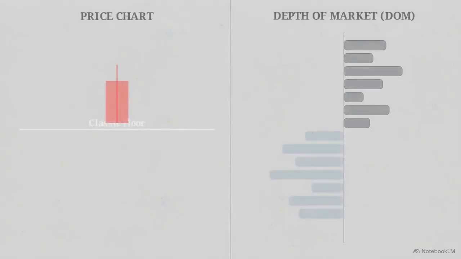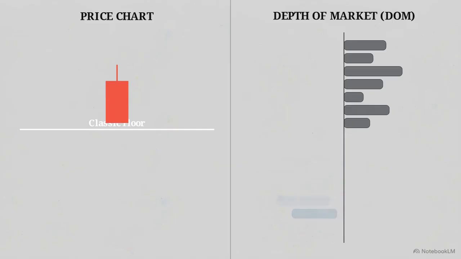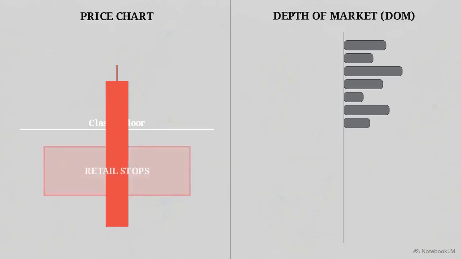In the order book, market makers pull their passive buy limit orders. They remove the bids that were previously supporting the price. Without buy limits to hold the floor, price plunges vertically, slicing through the classic floor and into the cluster of retail stops. This triggers a chain reaction. Those retail stops convert into a flood of aggressive market sell orders, creating a temporary vacuum of price. This leads directly into Phase 3.